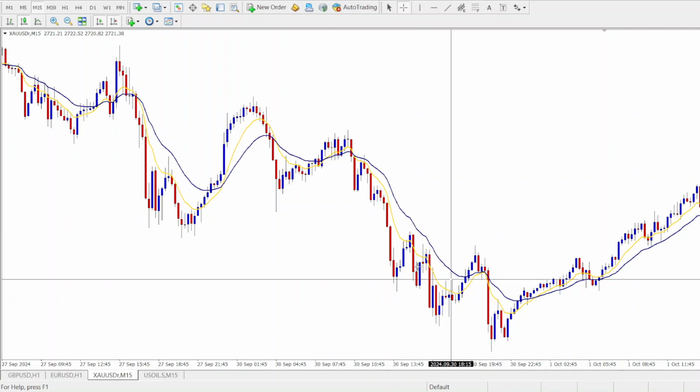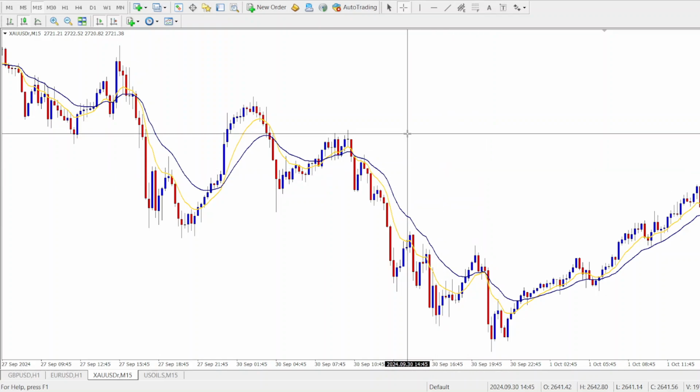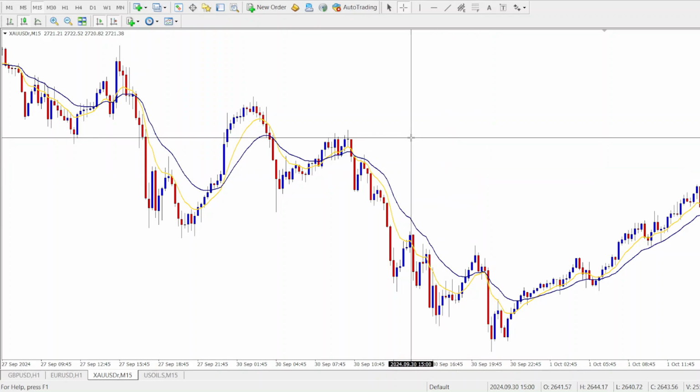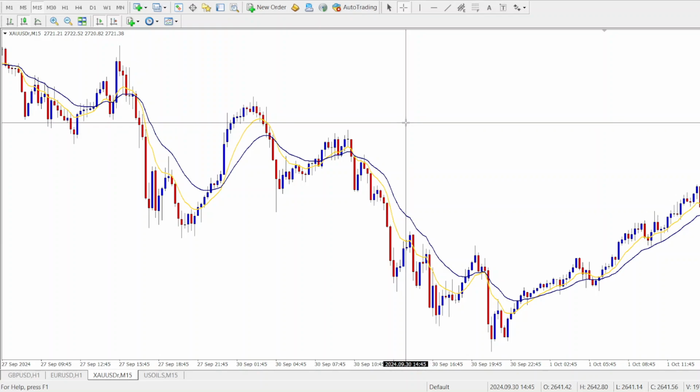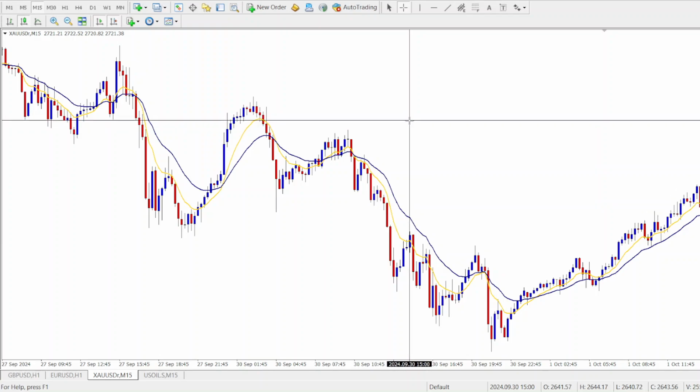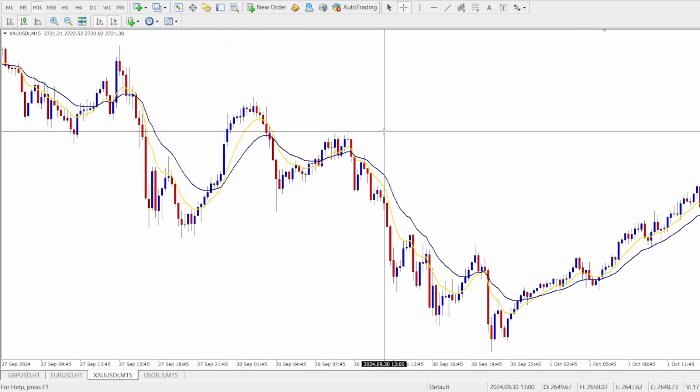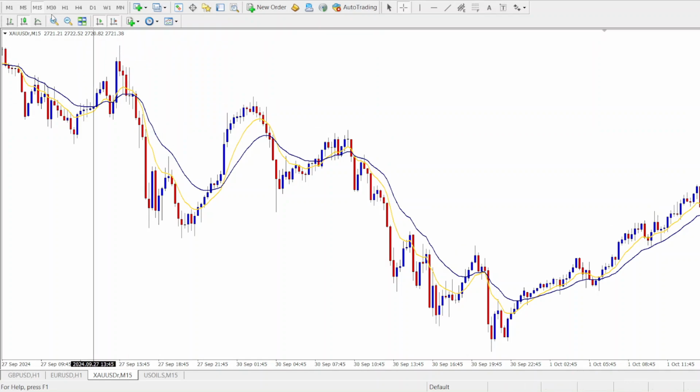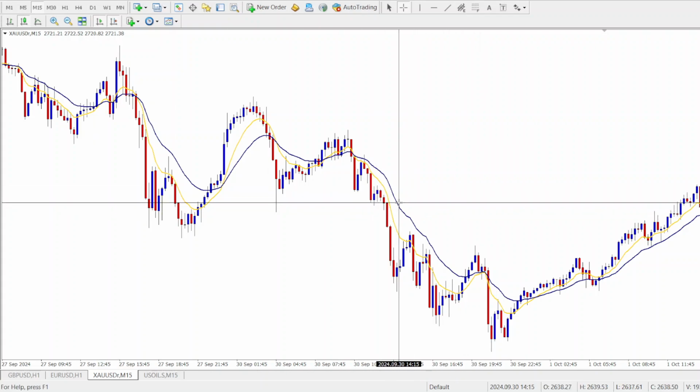Now the features of the EMAs include responsiveness. The EMA gives more weight to recent prices. That's the reason why it is more responsive than the simple moving average. This is particularly useful in volatile markets or for shorter time frames like the 15-minute chart that we are analyzing.